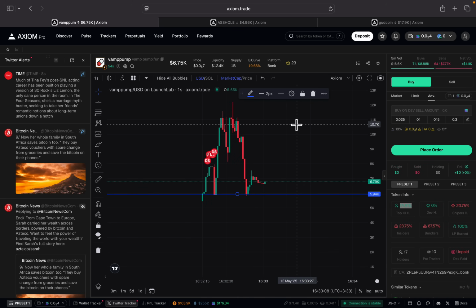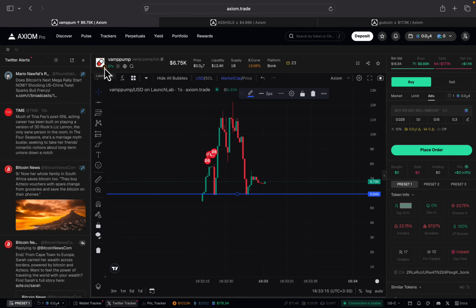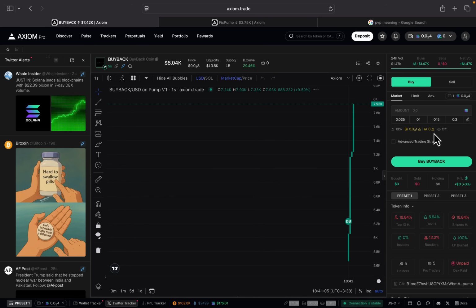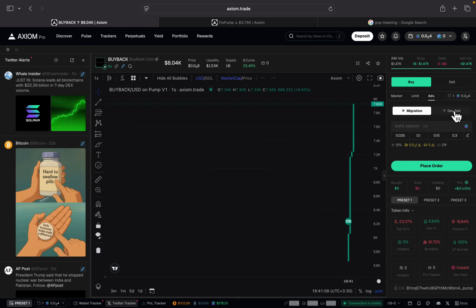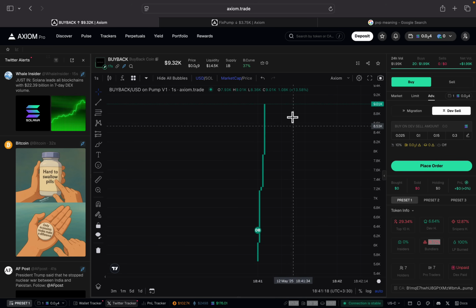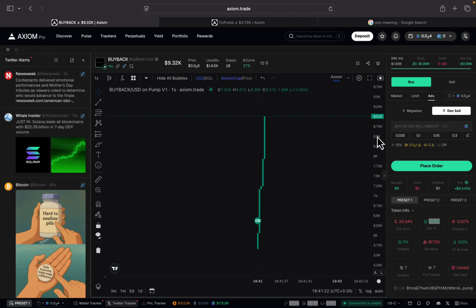You can actually use the advanced feature on Axiom. However, when it comes to LaunchLab or Bank.fun, it doesn't have the dev sell feature. Okay, let's take a look at this one. You can click on advanced dev sell, and as soon as the dev sells his bag, you can buy this token. Personally, I don't know what it's all about. The bundles seem high. I wouldn't enter this token. The dev still has 7%. You should actually wait.